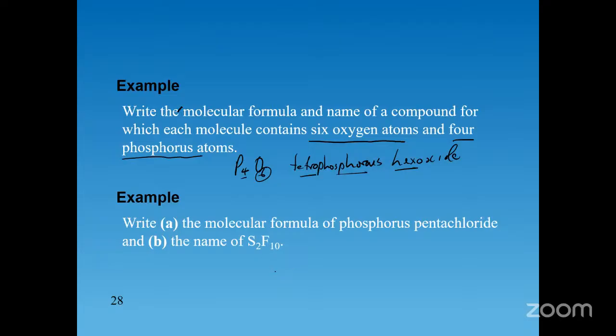What about the second example? Write the molecular formula of phosphorus pentachloride. So let me do it down here. What would be the molecular formula for phosphorus pentachloride? PCl5, exactly. Okay, and then in the case of B, they're asking for the name of S2F10.